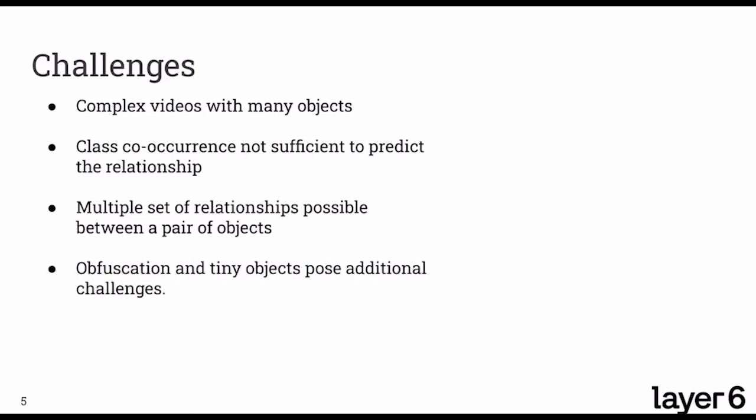Furthermore, in the Home Action Genome dataset, there are many obfuscated and tiny objects which pose additional challenges. While we have egocentric views which can aid the model to make class predictions, this egocentric view does not have localized boxes.